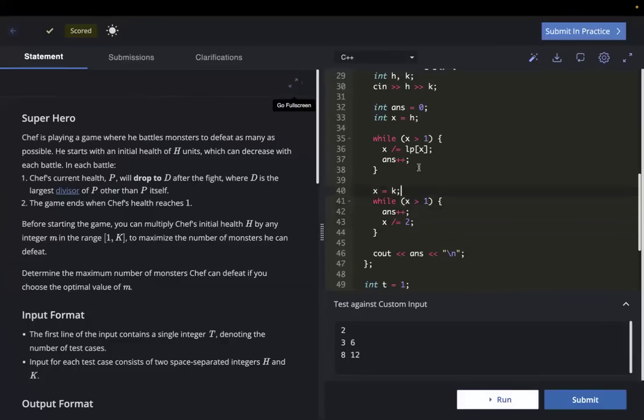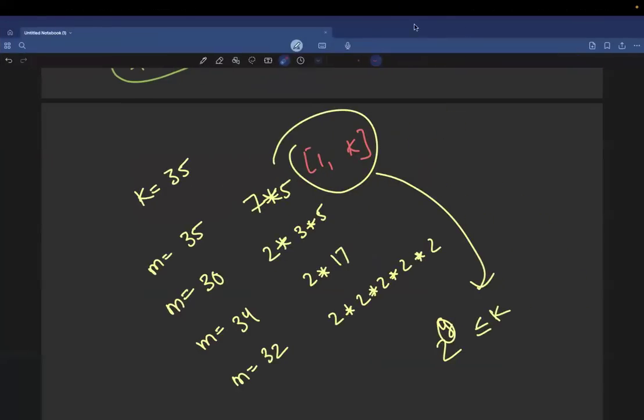This is optional. So I hope this problem is clear. It is very doable right now, I believe. And shall we move on to the next problem?